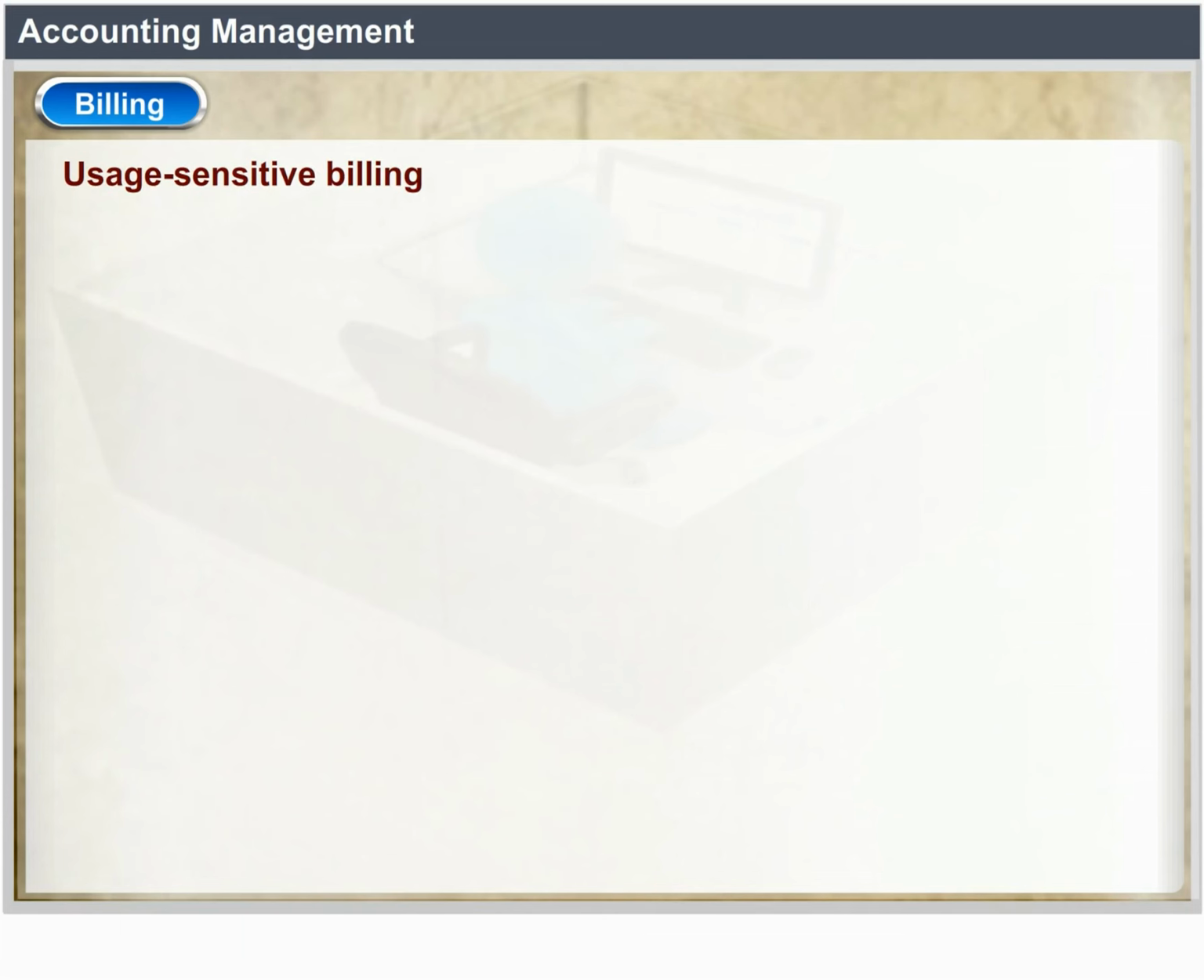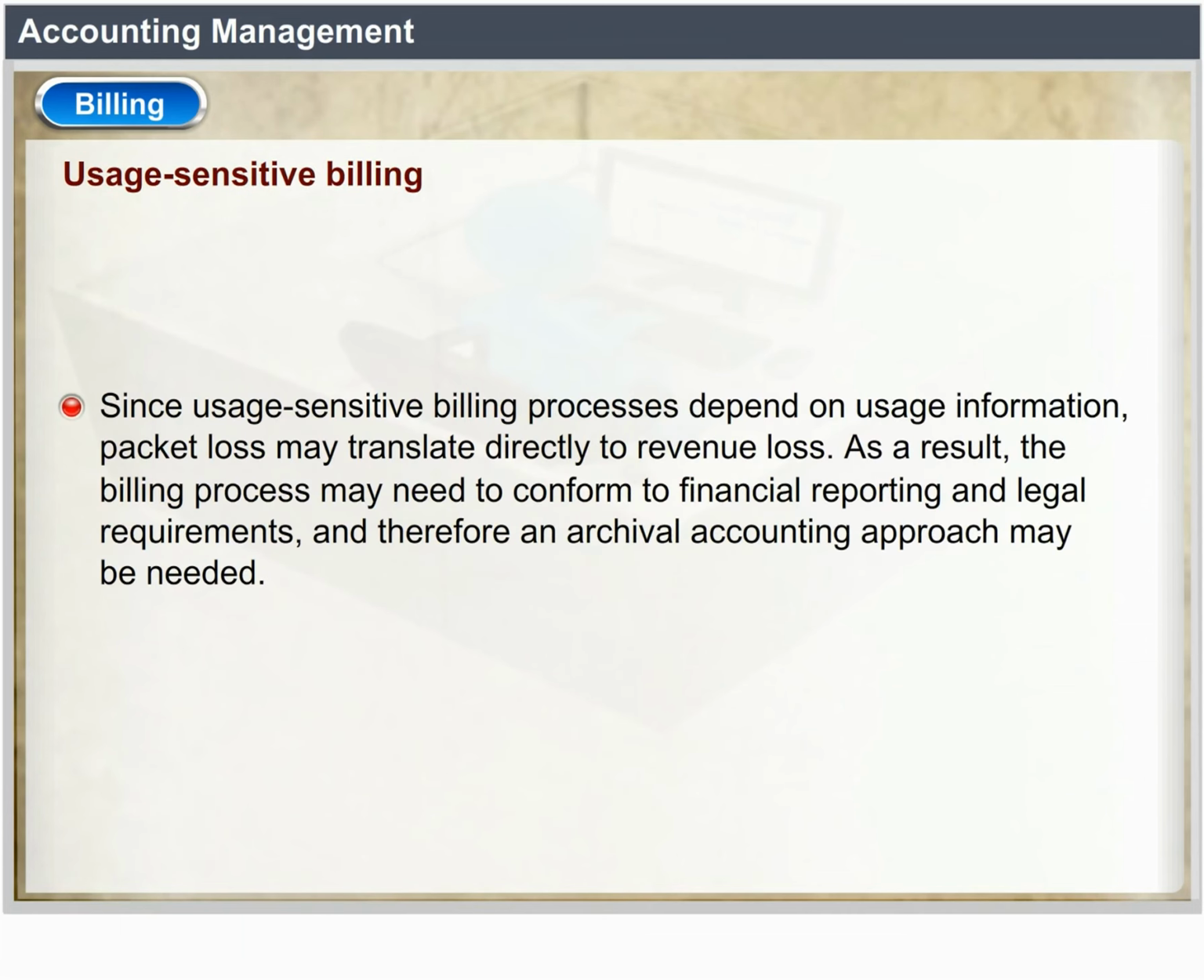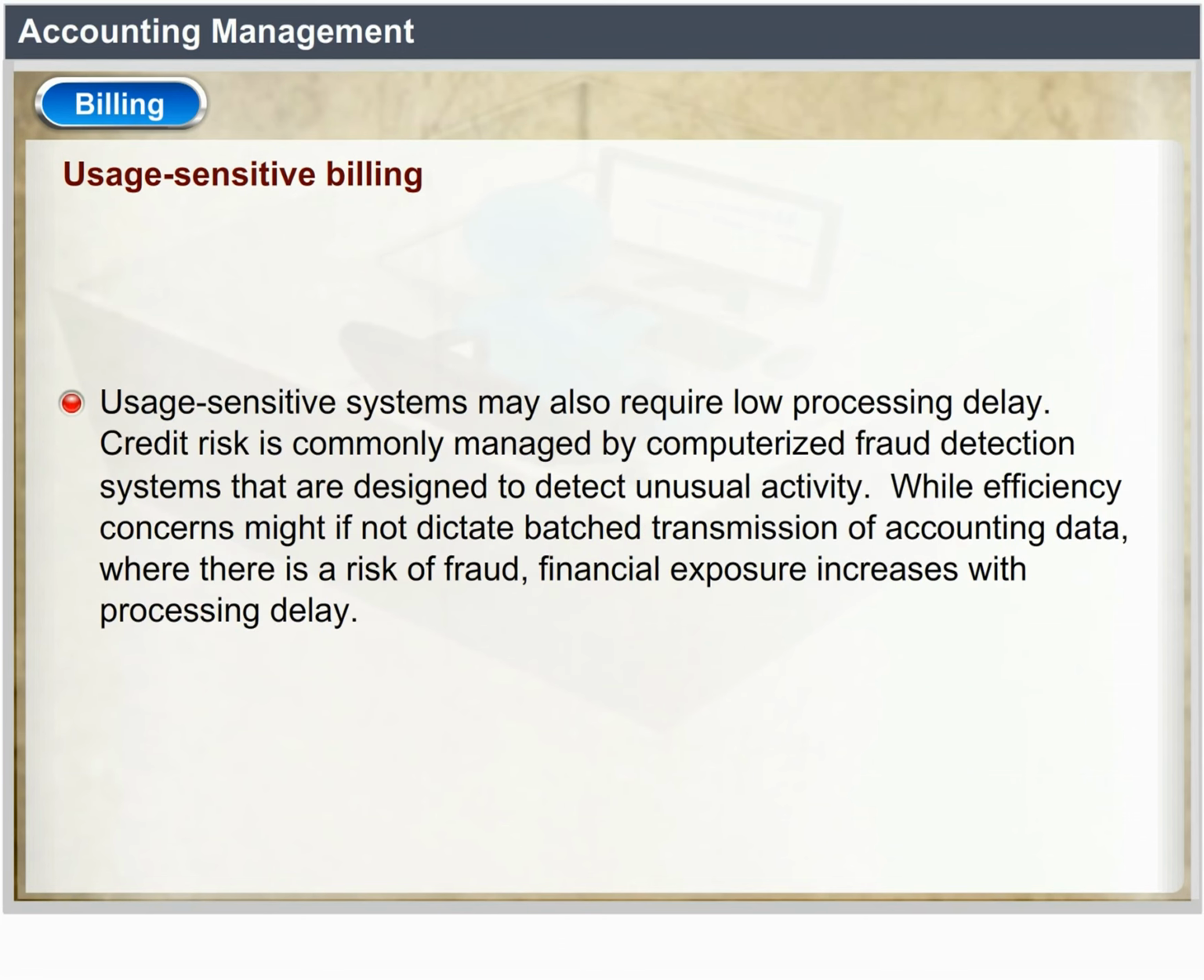Usage-sensitive billing. Since usage-sensitive billing processes depend on usage information, packet loss may translate directly to revenue loss. As a result, the billing process may need to conform to financial reporting and legal requirements, and therefore, an archival accounting approach may be needed. Usage-sensitive systems may also require low processing delay.